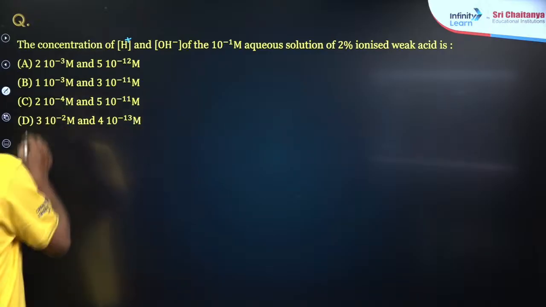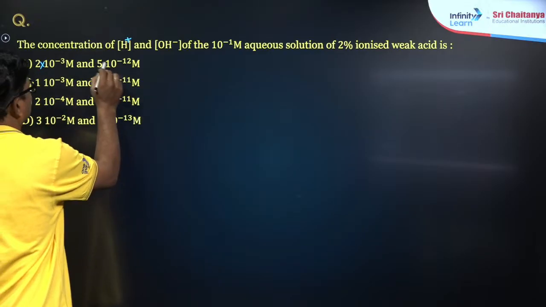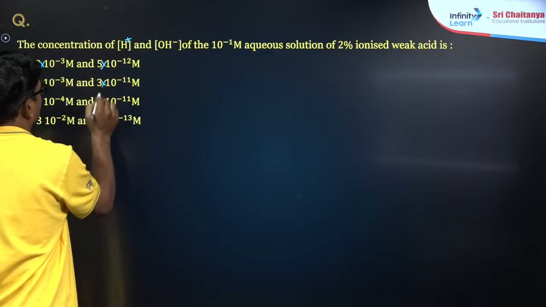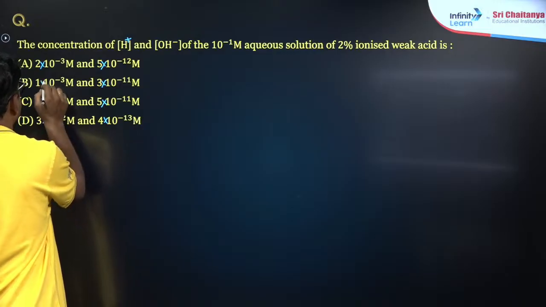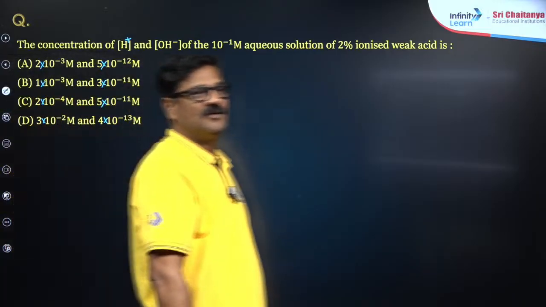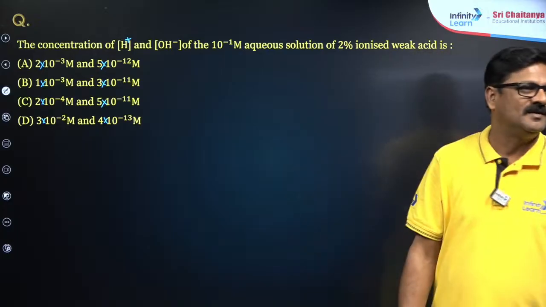Here it is given 2 into 10 to the power minus 3, 5 into 10 power minus 12, like this. Okay, find your answer.